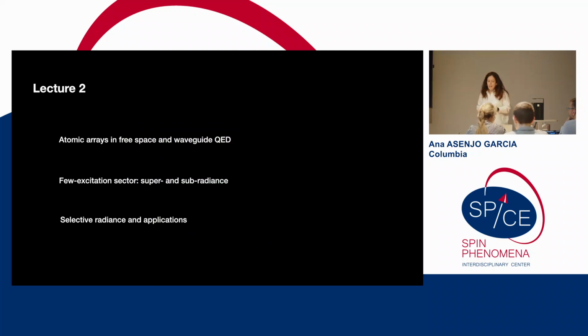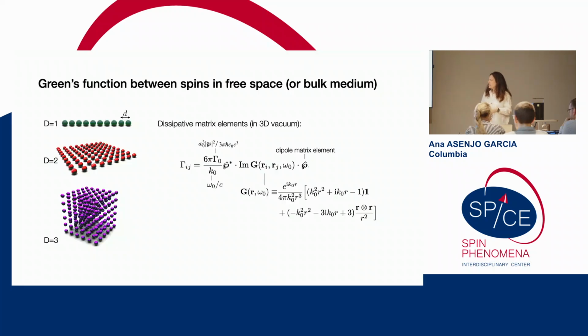Okay, so then let's talk about first setting up the stage for atomic arrays, both in free space and coupled to a 1D path. So we're going to discuss this type of system. So we have ordered lattices of atoms, but in principle this could again be molecules, or you can think of some defects in some solid. We're going to consider that these arrays are in free space, but similarly, you could think of a bulk medium with some dielectric constant that is very large.